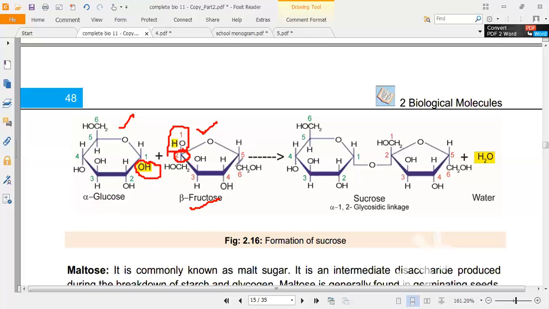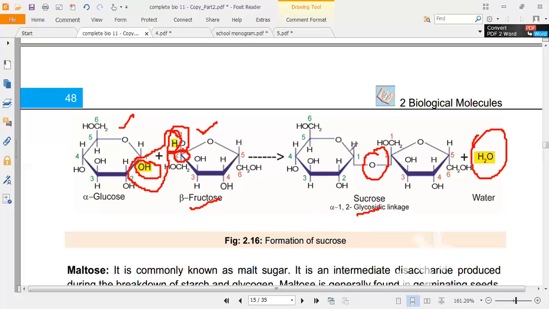Okay, so hydrogen from fructose and hydroxyl group from glucose, by condensation, combine and form a water molecule, which is removed, and there is the bond that is called the glycosidic bond. Now, glycosidic linkage or glycosidic bond means the bond between two carbohydrate molecules, two monosaccharides. So this is alpha 1,2.